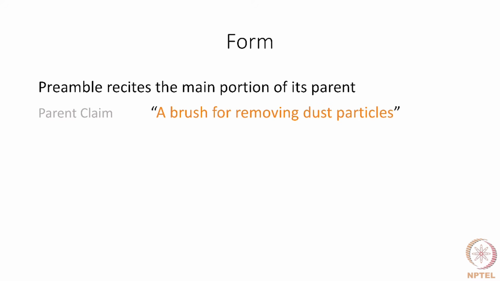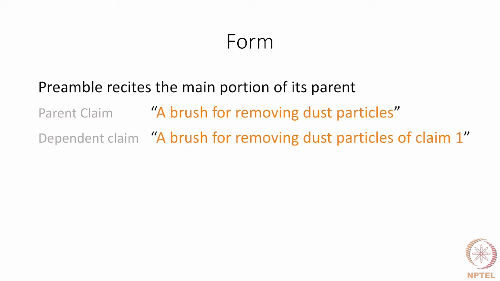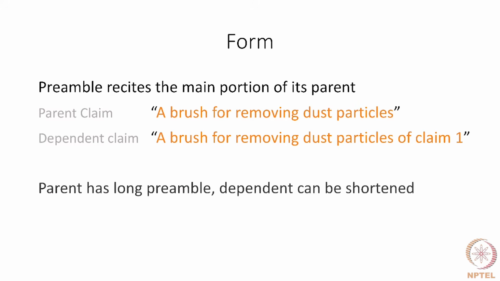So the preamble portion would look the same. The preamble recites the main portion of its parent. For instance, if the parent claim is a brush for removing dust particles, the dependent claim would be a brush for removing dust particles of claim 1, and it goes further to recite any limitation or any detail that it needs to provide. If the parent has a long preamble, the dependent can shorten the preamble, like a brush of claim 1. Instead of saying a brush for removing dust particles of claim 1, it could be a brush of claim 1.